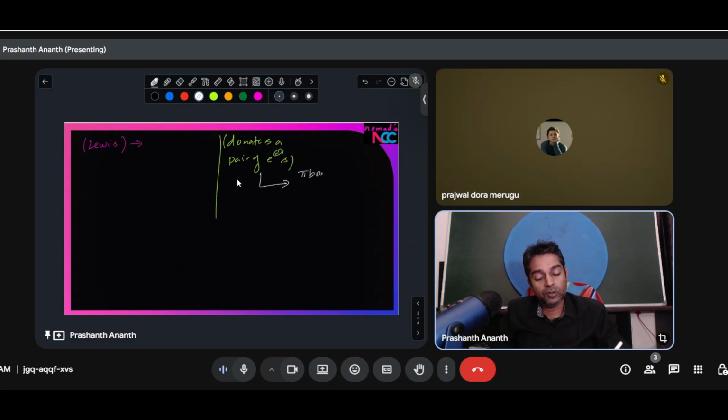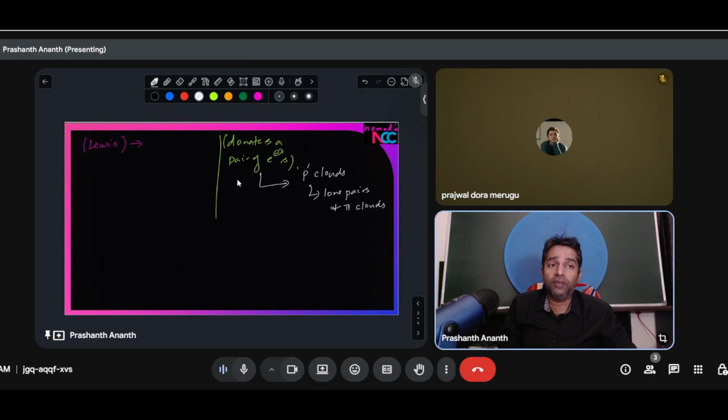So pi bonds also work, or you can say p clouds. P clouds usually is understood as lone pairs and pi clouds. So pi clouds here basically are going to be all your aromatic systems and your regular pi conjugated systems or simple pi bonds which have a good amount of electron density associated with them. So all of these are basically capable of donating a lone pair.